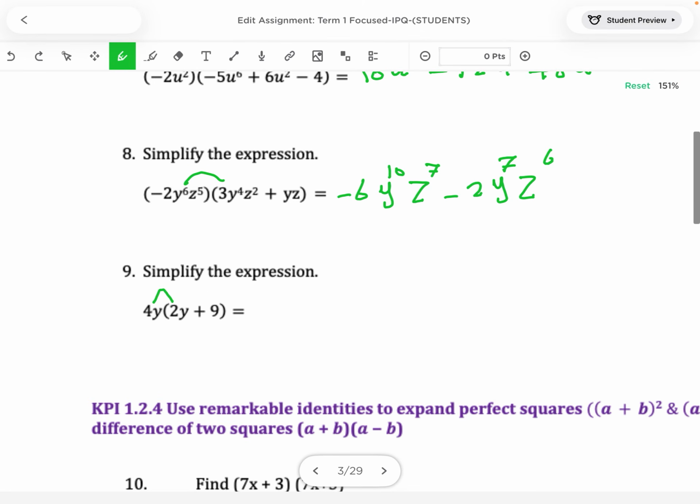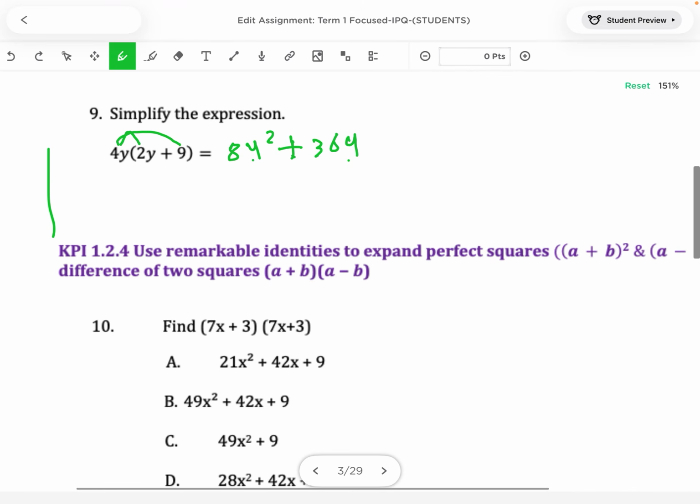4y times 2y is 8y squared plus 36y. The next one, we are multiplying. Distributive property, if you want to apply the rule, it's up to you. Otherwise, you can distribute it normally.